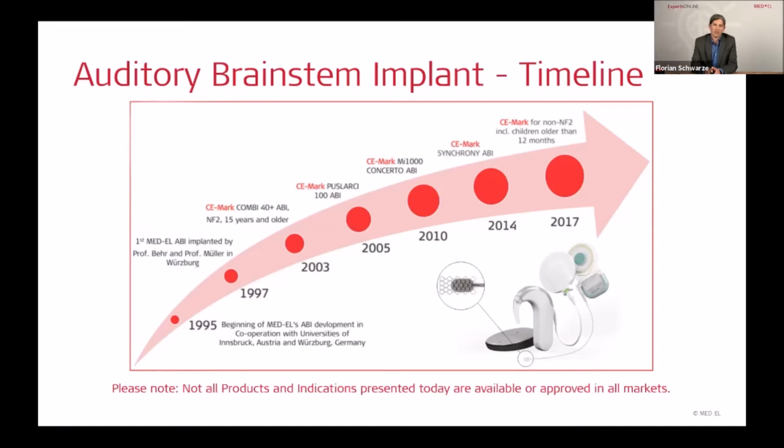And we are very proud that in 2017, the initial indication could be extended to further patients, and it's now in fact auditory nerve hypoplasia and aplasia, cochlear nerve disruption, severe cochlear ossification, and it can be implanted down to children aged 12 months and older. This was a great achievement that was only possible with the help of you clinicians out there, collecting data, seeing the patients, treating the patients the best way you can.